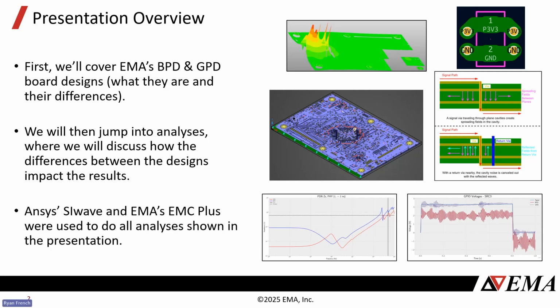First off, we're going to cover the two boards that I designed at EMA. I'm calling these the bad PCB design and the good PCB design, BPD and GPD for short. We'll go over their differences. After that, we'll go into 6 different types of analyses that really demonstrate how the differences in these designs affect the results that we're seeing. I used the tools ANSYS SIwave and EMA's own EMC Plus tools to do all of the analyses you see in this presentation. We'll chat about that at the end as well. But these pictures are a little taste of what's coming up.